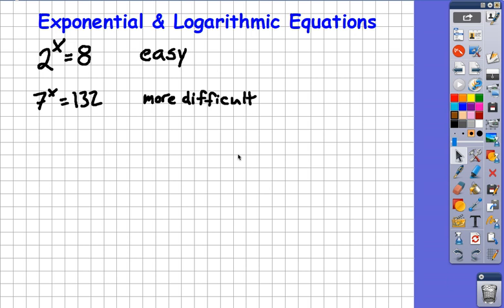I don't know. It's time to do exponential logarithmic equations. Couldn't rhyme anymore. Sorry about that. Let's see how this microphone and this sound works.